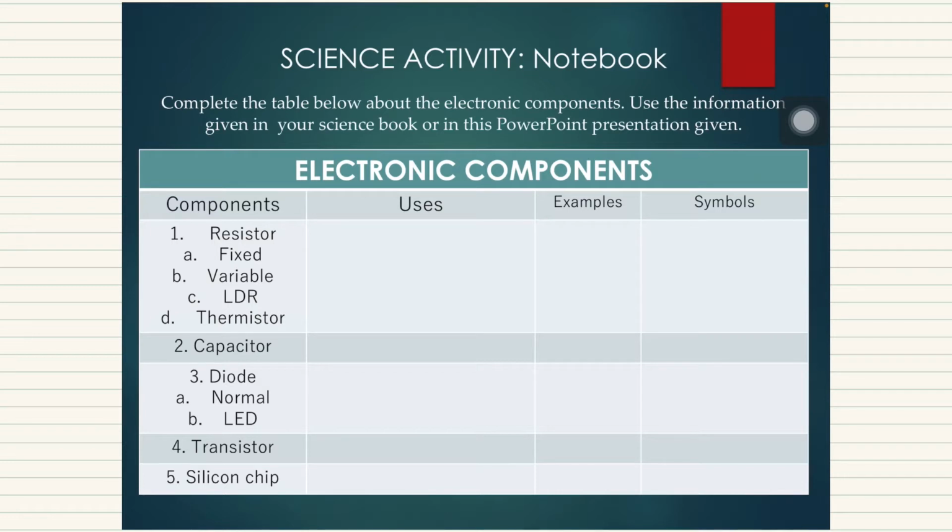In the first column, we have the components. There are 5 components here. Second column will be the uses. The third column will be for the examples. And finally, the symbols. Now, every component here, you have to write carefully its use. Is that clear? And then you have to write some examples and finally the symbols. Now, this will be completed at the end of our period, or you can just do this one after our class today and then take it as a homework. Is that clear?